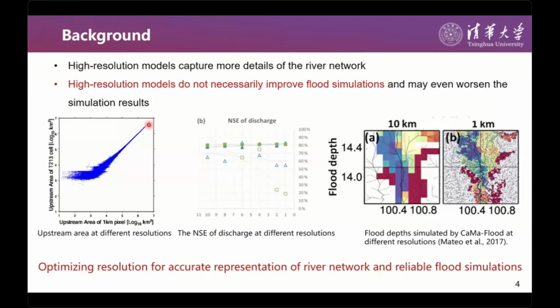The first thing to acknowledge is that fine-resolution models may contain more details of the river network, and the low-resolution model cannot represent the upstream drainage areas of small reaches accurately. However, a fine-resolution model does not necessarily result in a more accurate simulation of river discharge, particularly floods. Therefore, the optimal level of model resolution at which the river network can be represented well and the floods can be simulated well remains to be studied.